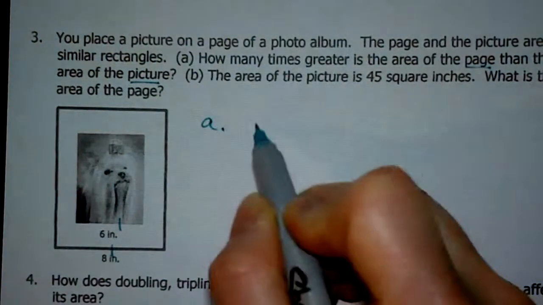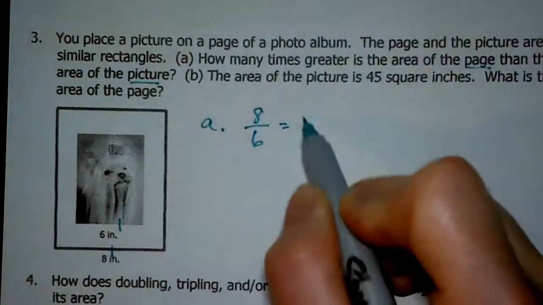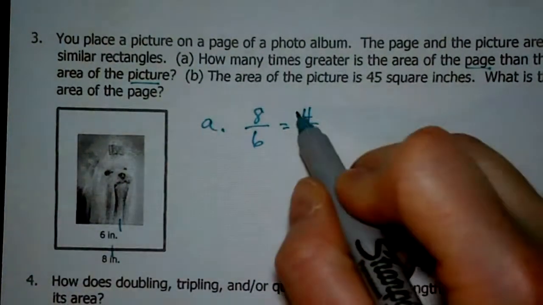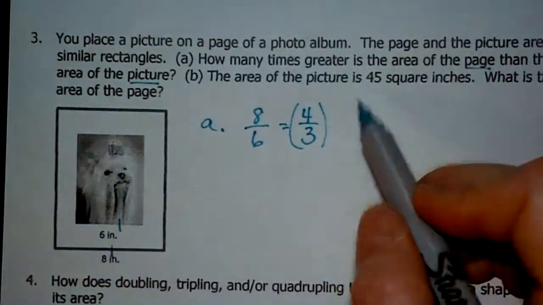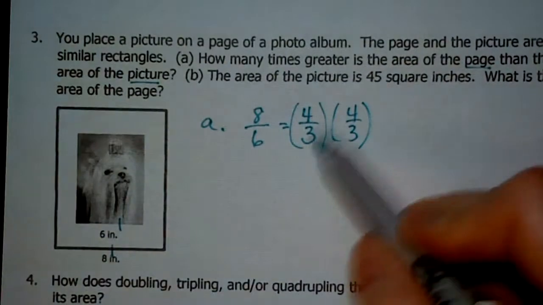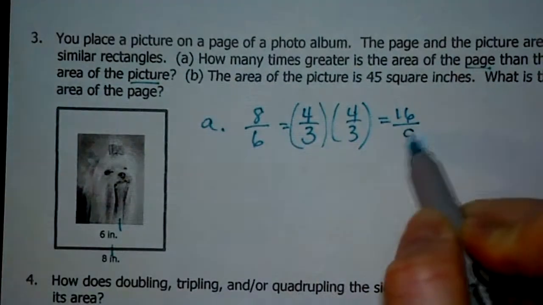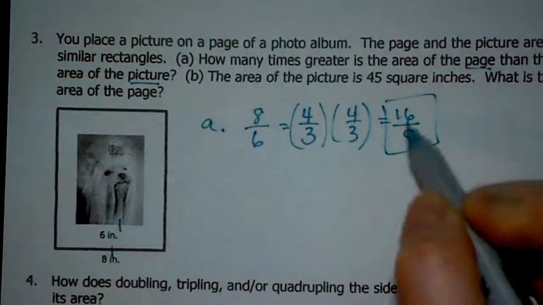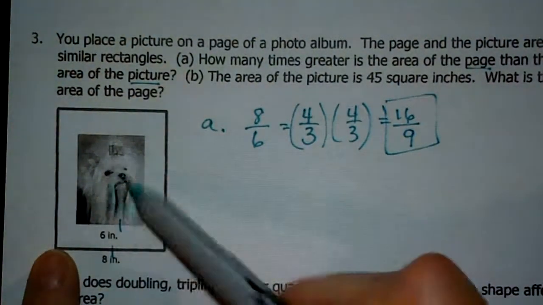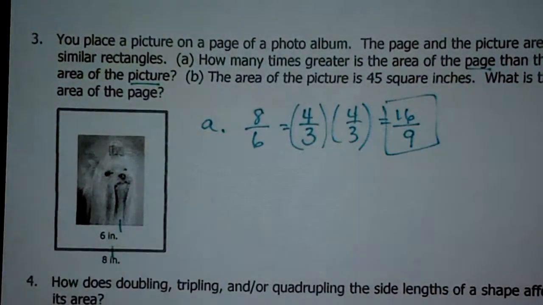So for letter A, I would take the ratio of 8 to 6. I'm going to simplify that. GCF is 2, so this becomes 4/3. Right there I have the ratio of their perimeters. I want the ratio of their area, so I have to square it. If you didn't want to write the little 2, you could also just put another 4/3 next to it. That means 4/3 squared. You're taking 4/3 times 4/3, and 4 times 4 is 16, and 3 times 3 is 9. That would also work. But right here, this 16/9, that's your answer. That means that the area of the smaller, cute little picture is 16/9 of the area of the big rectangle, which is going to help us with letter B.